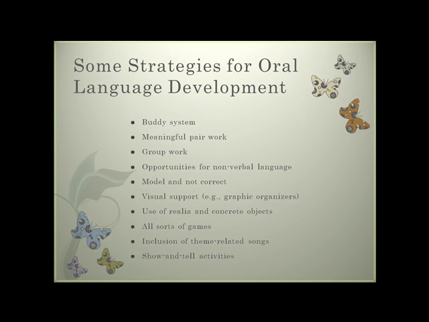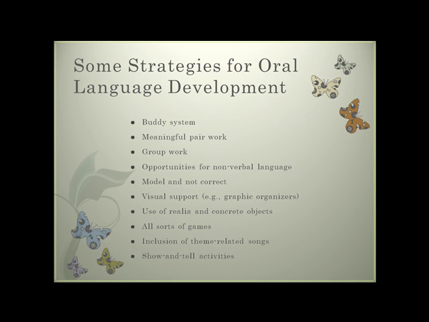Now, what are some of the strategies that you can use for oral language development? Some of the most basic ones are things that we often use already in the classroom. We've talked about the buddy system, and this just means that you would pair your English learner with someone else. You can pair them with a bilingual buddy, somebody who speaks the child's native language, or with a native English speaker. But whoever your English learner is being partnered with, you will need to make a decision as to why you are partnering them with that person.